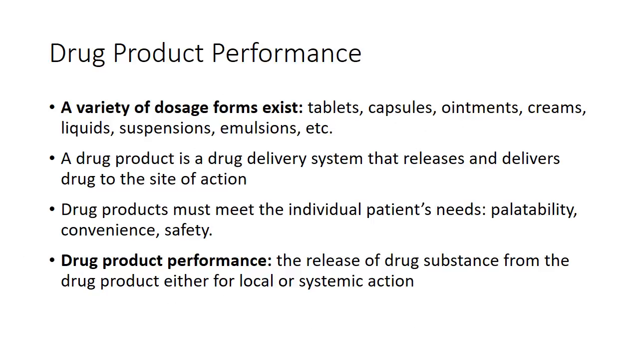So drug product performance is actually a specific term used in biopharmaceutics. So a variety of dosage forms exist: tablets, capsules, ointments, creams, liquid suspensions, emulsions, and many other dosage forms that you've probably seen already. A drug product is a drug delivery system that releases and delivers a drug to the site of action. So the active ingredient is one thing, but a drug is made up of a lot of other things. And when you combine whatever else is in the drug with the active ingredient all together, that's going to be the whole drug product, right?